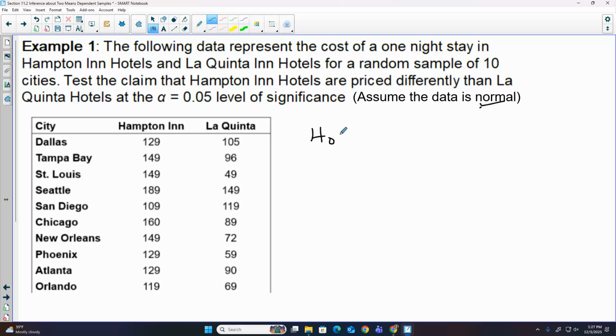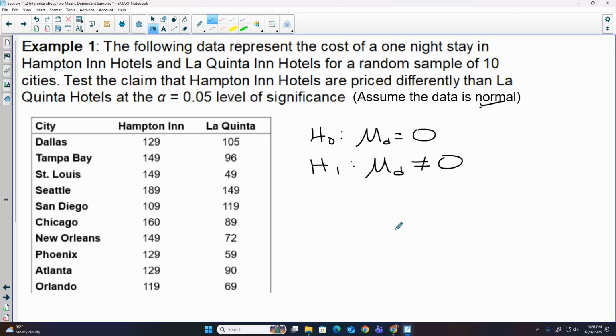The null hypothesis would be what? It's just always the same. There is no difference, so the mean of the difference is 0. The alternative: I want to know if Hampton is priced differently. So what does that mean? Not equal to 0.